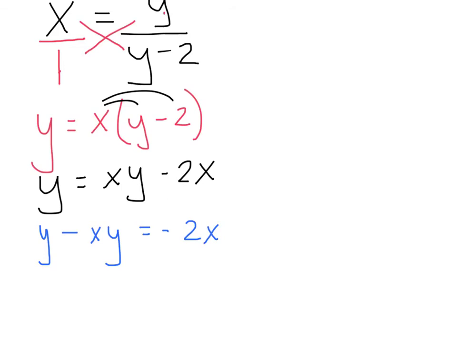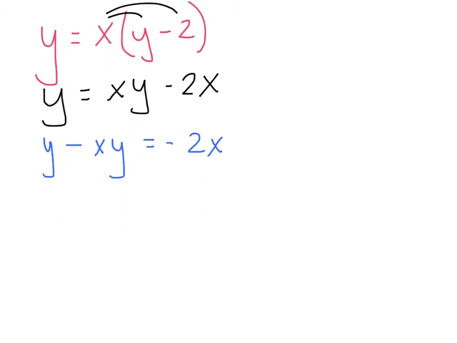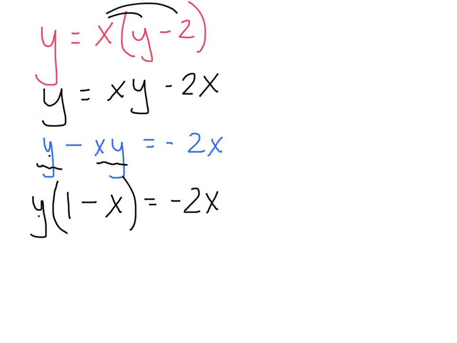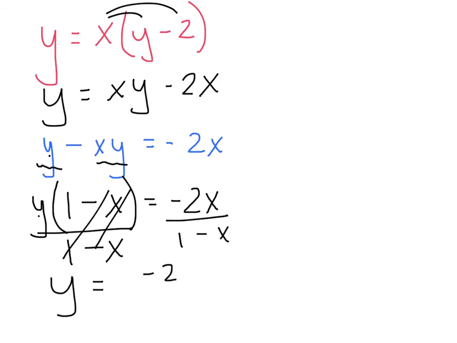And now, it comes back to that favorite F word, which I know you're thinking is factor. I'm going to pull out a y from each one, a nice little GCF. Take out a y, and y divided by y is 1 minus x equals negative 2x. Lastly, I'm going to divide over the 1 minus x, and I get y equals negative 2x over 1 minus x. And there you have it.